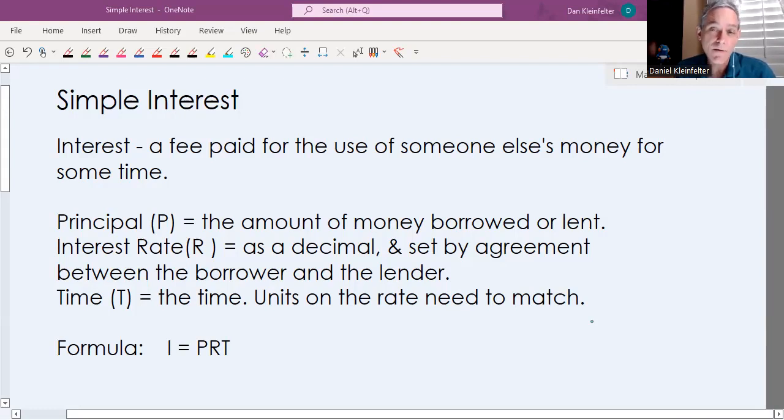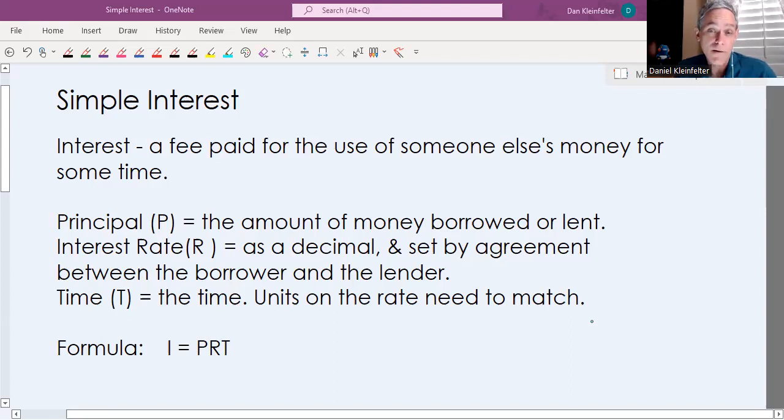So first of all, interest is a fee paid for the use of money over a period of time. If you borrow money from the bank or a store or a person, then they don't have the use of that money while you have it. And so they get compensated by the payment called interest.